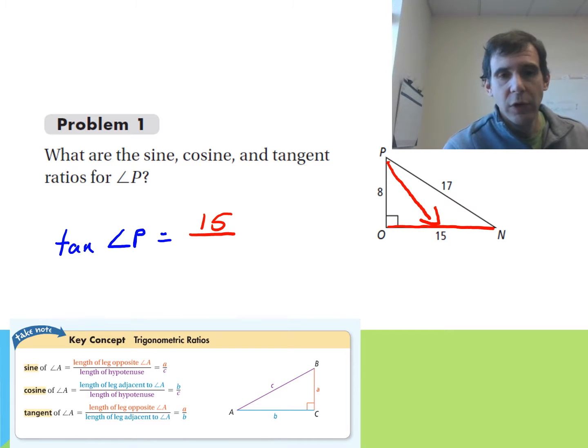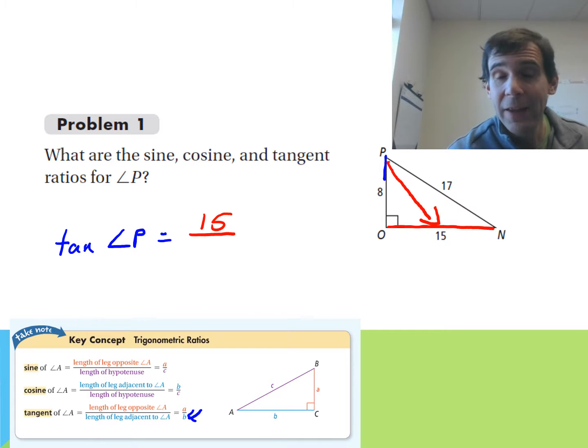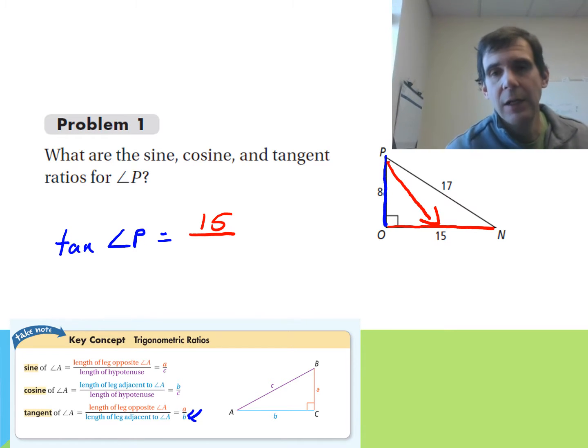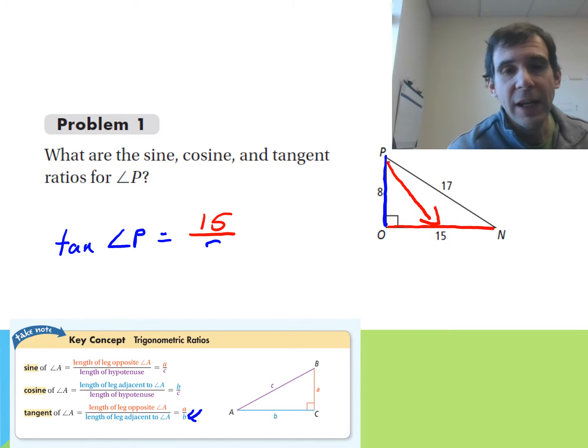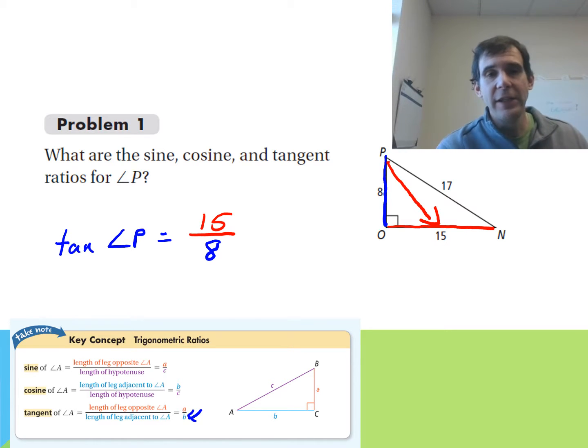And then we're looking at the length of the leg adjacent to angle P, which is the denominator, and that is 8. So the hypotenuse is not included in tangent. All right, hopefully you did well. If not, it's just going to take a little bit of practice.